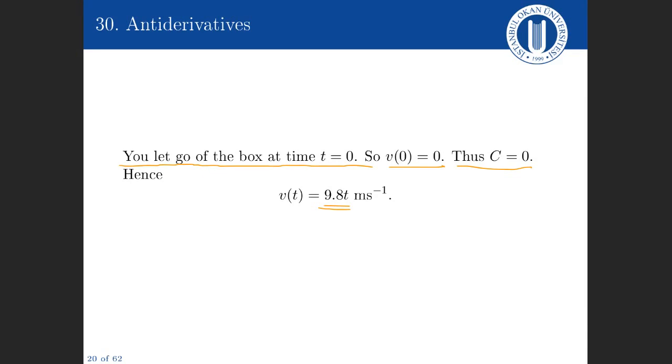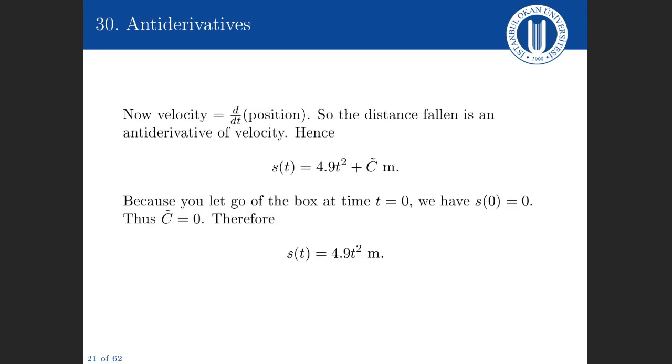Using this, we can then calculate how far the box falls in t seconds, because velocity is the derivative of position. So the distance fallen is an antiderivative of velocity. The velocity is 9.8t. An antiderivative of 9.8t is 4.9t squared plus a constant. I've already used c for the previous constant, so I need a new constant, and I'm going to call this c tilde. It's just a new, different constant. I could have done c subscript 2 if I wanted to, or I could have used a different letter like k, but I've chosen to use c tilde.